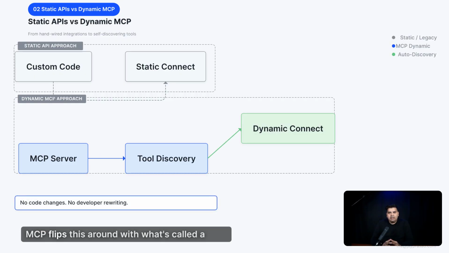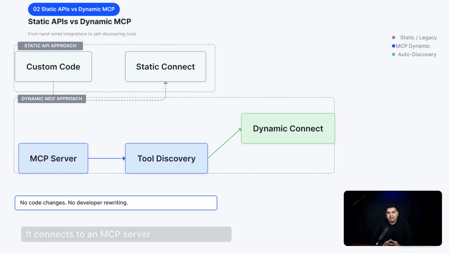MCP flips this around with what's called a dynamic connection. Dynamic just means the connection can adapt and change on the fly. The AI doesn't need pre-written instructions for every tool. It connects to an MCP server, reads the tool descriptions automatically, and starts using them. Add a brand new tool to that server tomorrow, and the AI discovers it the next time it checks the menu. No code changes, no developer rewriting anything.